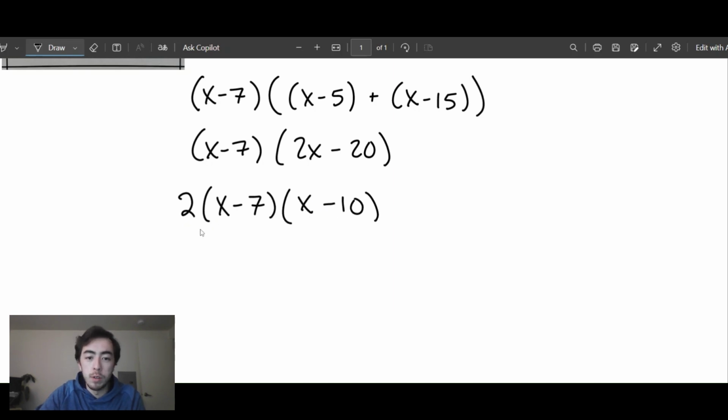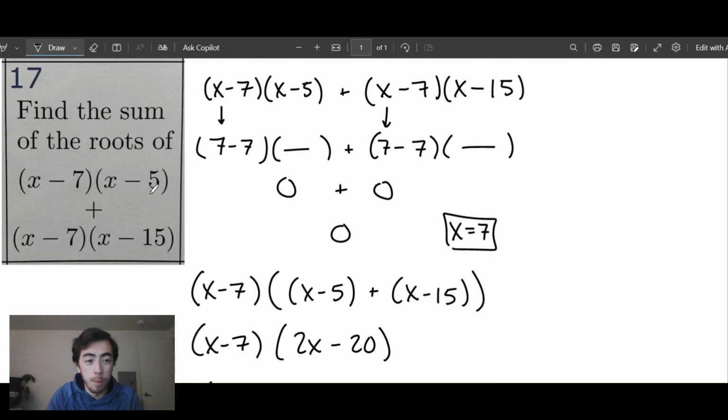Again, you could imagine redistributing that 2 into both of these numbers, and I would get back to 2x minus 20. So again, finding roots. I need to make sure that I know when this thing happens to be 0, and I already found out that when x is 7, I produce a 0 out of this. And this other factor, this x minus 10, shows me that when x is 10, I get another 0. So 2 roots, 7 and 10.